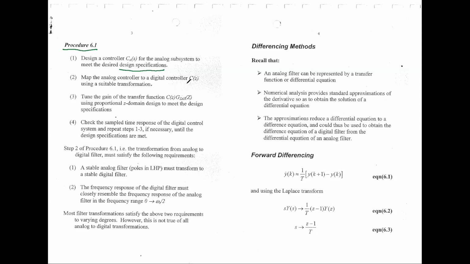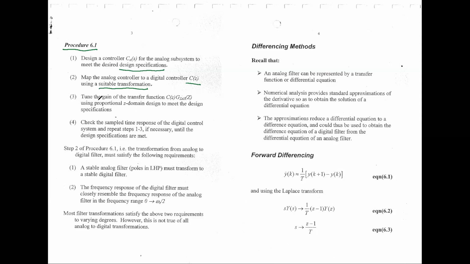Number two, map the analog controller to the digital controller. So transform C of S into C of Z using a suitable transformation. And here we prefer to use bilinear transformation. Number three, tune the gain of the transfer function C of Z times G of Z, where G of Z contains the zero order hold, the analog plant model, and the analog to digital converter, using proportional Z domain design to meet the design specifications.